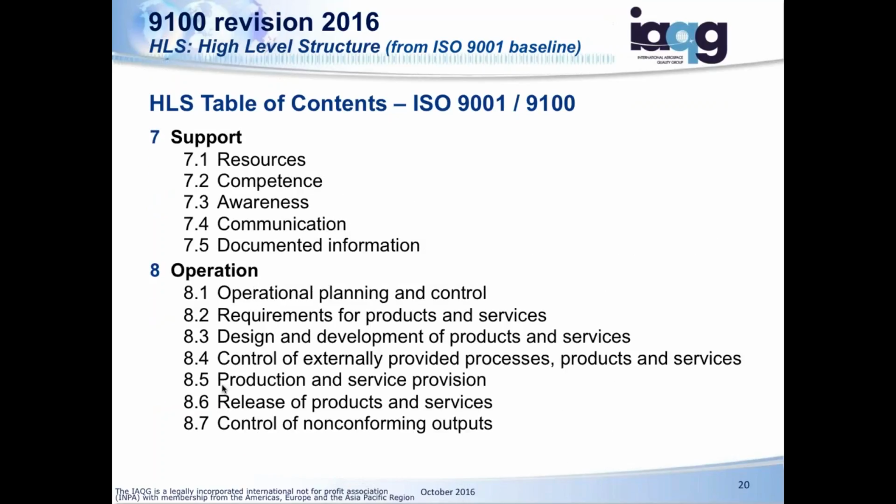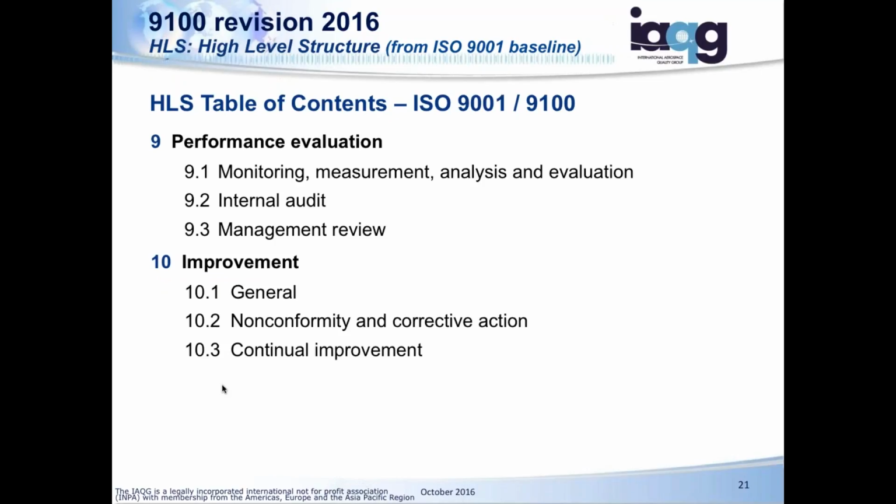Support, here's your supporting processes, resources, competence, awareness, communication, documented information. Then the operation section, the doing: some planning, requirements for products and services, kind of like your contracts area, design and development, control of externally provided processes, products and services, production and service provision, release of products and services. So what do I need to do before I release the products and services to my customer? And control of non-conforming outputs.